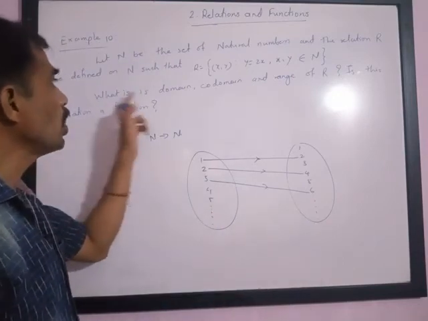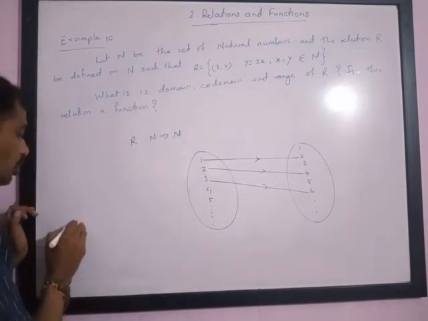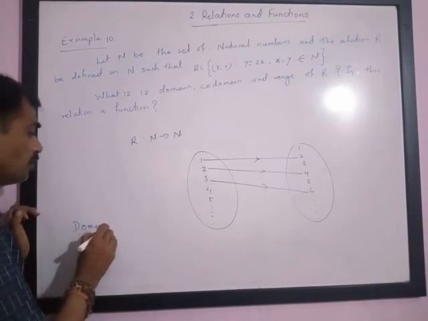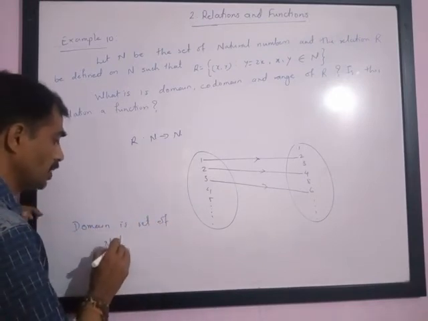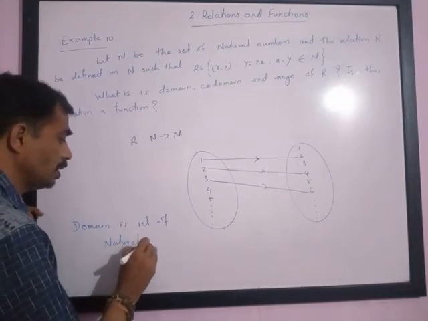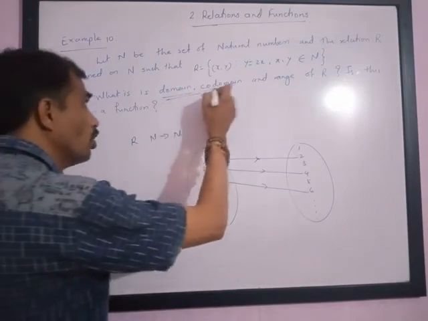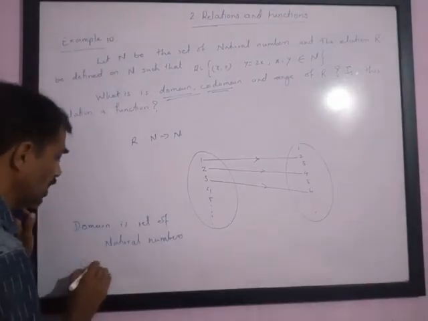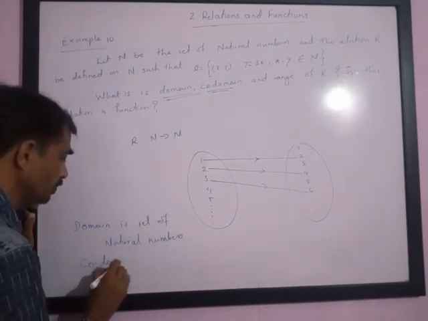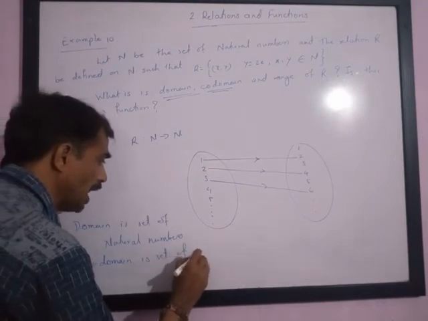Now we ask what is the domain. So you can understand the domain is the set of natural numbers. Then we are asked to write the codomain. Codomain means again the second set. So the codomain is also the set of natural numbers.